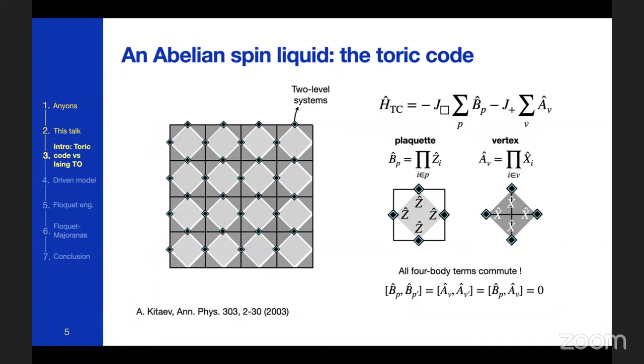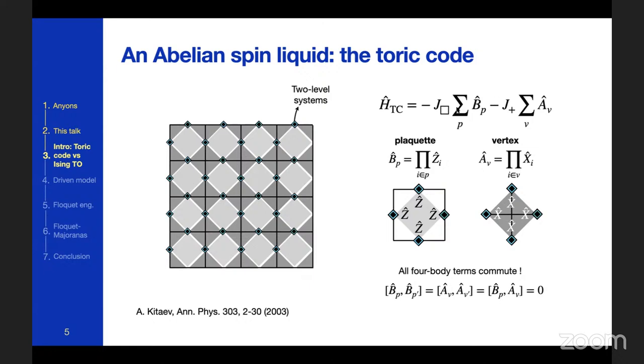Okay, so let me start with a bit of introduction. First of all, what is the toric code? We have already actually seen it in previous talks. The name was the lattice gauge theory, and it describes two-level systems living on the bonds of a square lattice, and all these spins interact only with four-body interactions, which are of two types. So we have plaquette terms, which are the product of sigma z Pauli matrices, and then we have vertex terms, which are instead products of sigma x Pauli matrices.